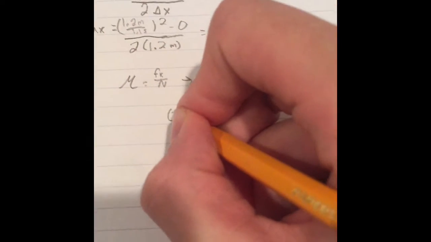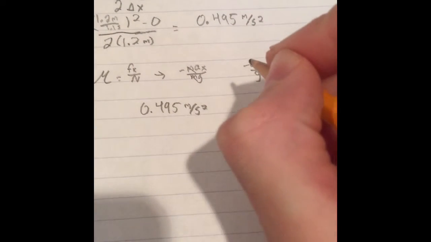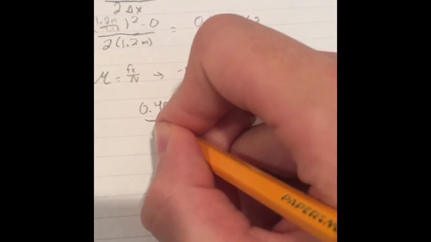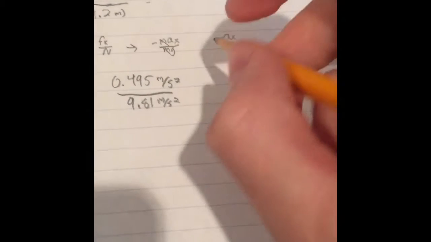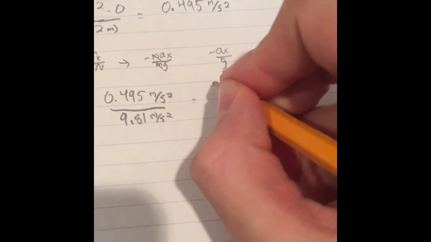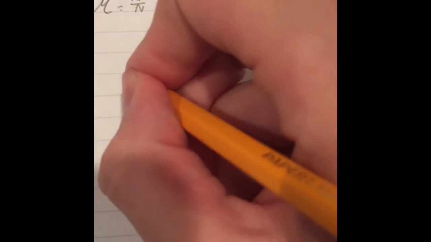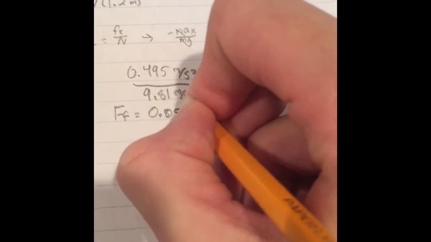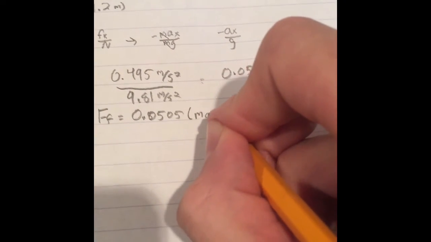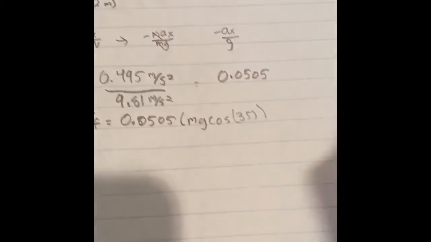And then this is 0.495 meters per second squared, which is what we calculated the acceleration in the x direction to be, over gravity, which is 9.81 meters per second squared. The meters per second squared cancel out, and then we get a mu of 0.0505, which is our frictional coefficient. And then our regular frictional force is equal to that, 0.0505, times mg cos 35 degrees, which is our original normal force.